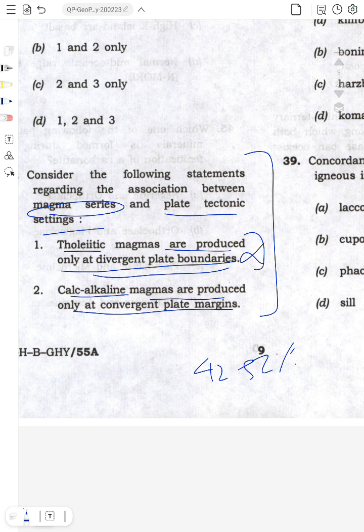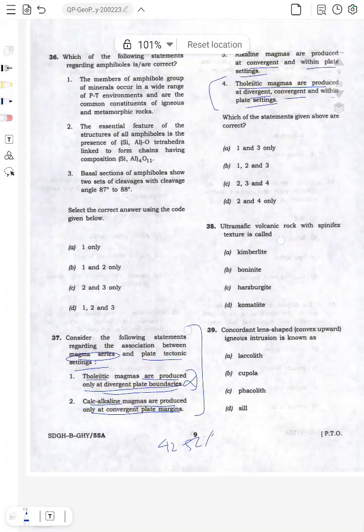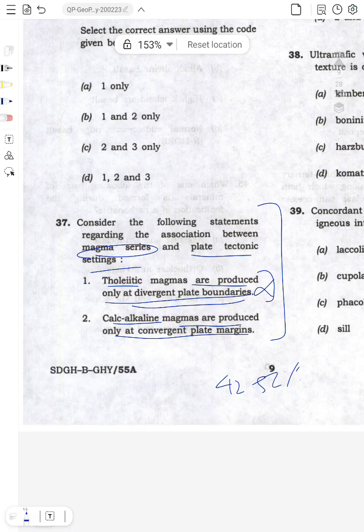Now we have the calc-alkaline magma. Calc-alkaline magma is something that has SiO2 almost 56 to 70%. It has high LILE, high HFSE.